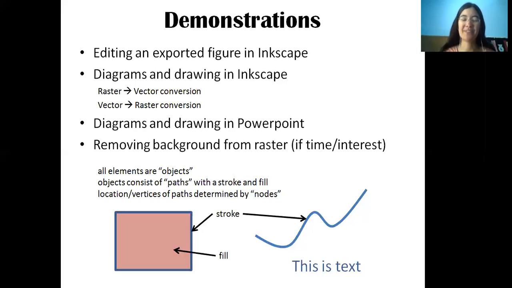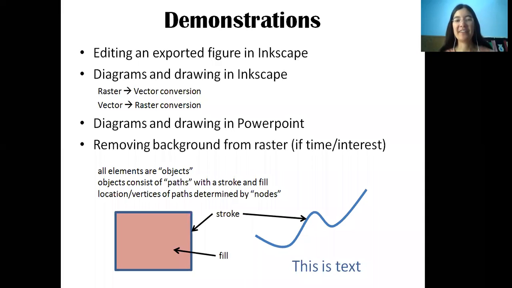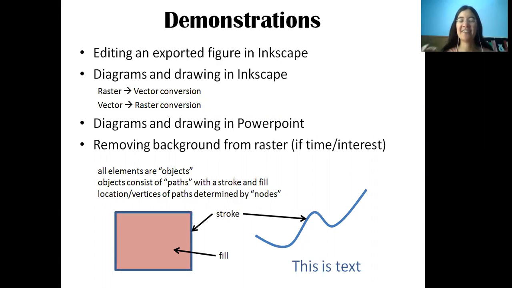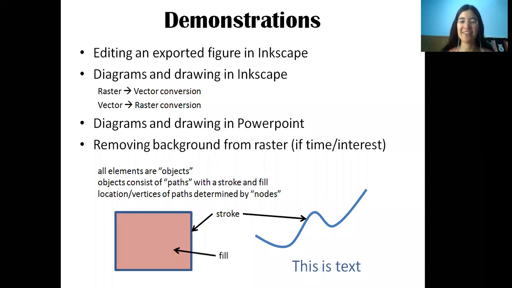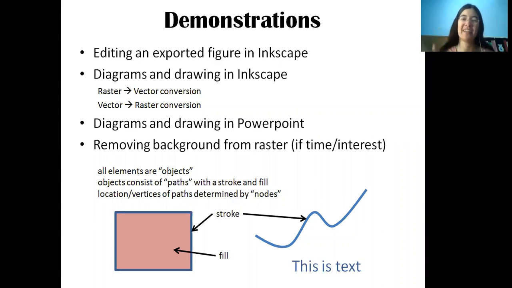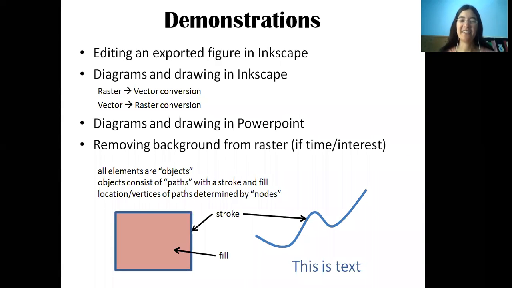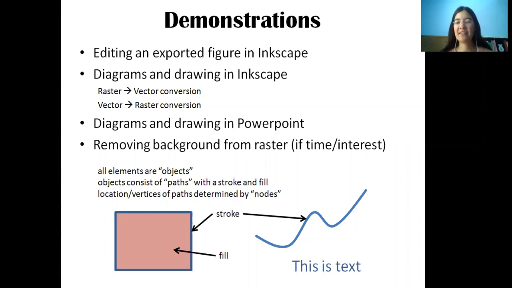And the computer will do its best to fill it in. So the locations and the vertices of these paths are determined by what are called nodes. So this square or rectangle has 4 nodes. This squiggly line has some other number of nodes. Usually the nodes aren't visible, but you can move them and edit them in the Inkscape program or the vector editing program. Text is a little bit of a special case, but we'll get to that.